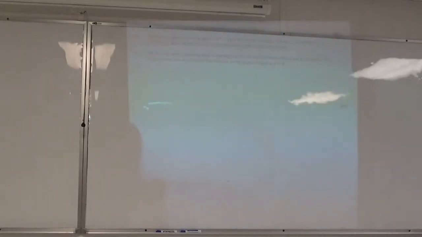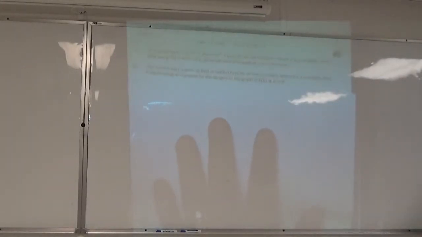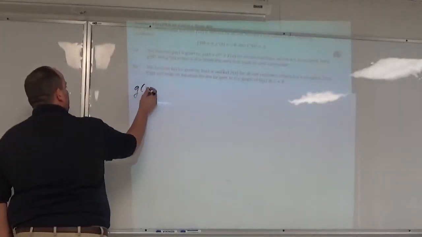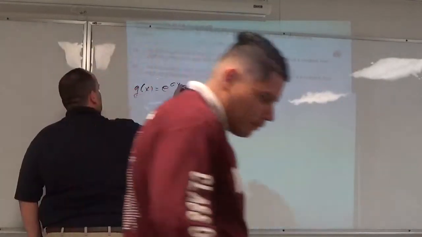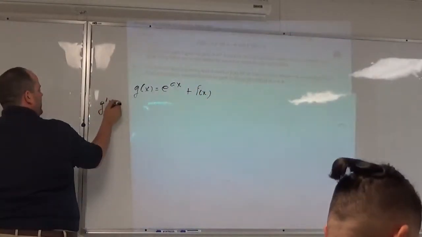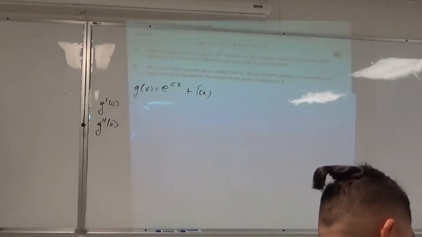So here's where we are, and Juan's back. All right, function g is given by g of x equals e to the ax plus f of x. I need to find g prime of 0. I need to find g double prime of 0.